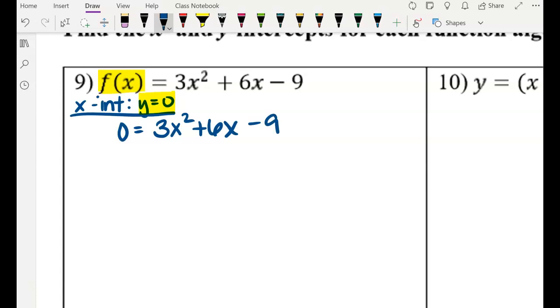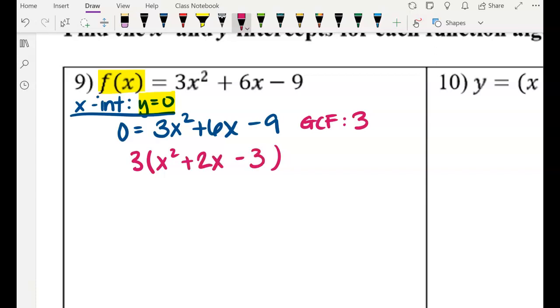Well, isn't this the same thing as solving? Yes, it is. So check for GCF. GCF is going to be 3, so let's factor that out first. We're left with x squared; 6x divided by 3 is 2x; negative 9 divided by 3 is negative 3. Then let's see if we can factor this a little bit more. There are 2 factors here. We have a negative 3, so x plus 3 times x minus 1.